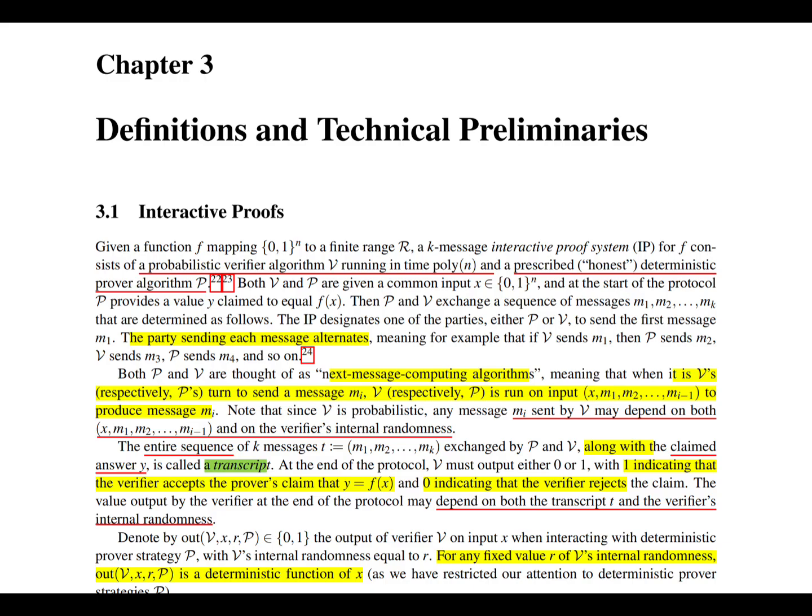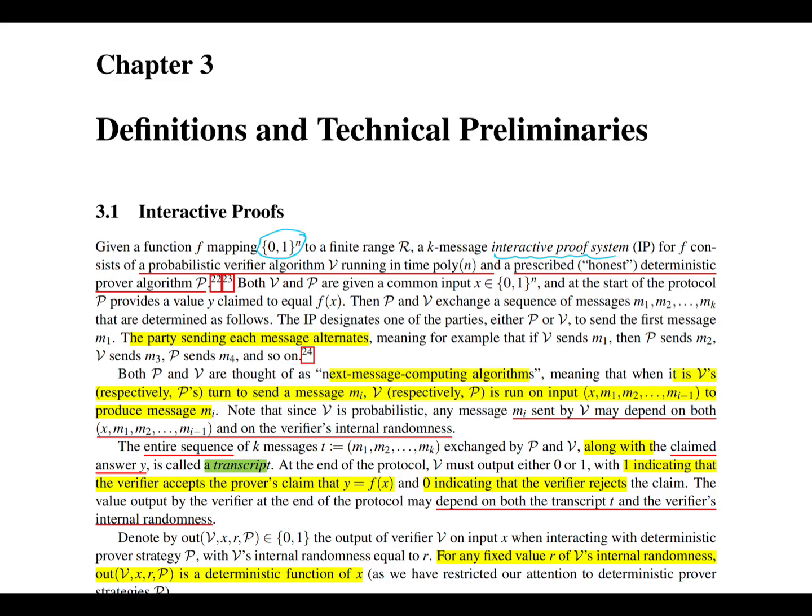Okay, so first let's look at this function f mapping {0,1}^n, so that means each number has n bits, and each bit can be 0 or 1, to a finite range R. And the key notion is the interactive proof system. Here we know that the interactive proof system must be interactive between maybe two parties.